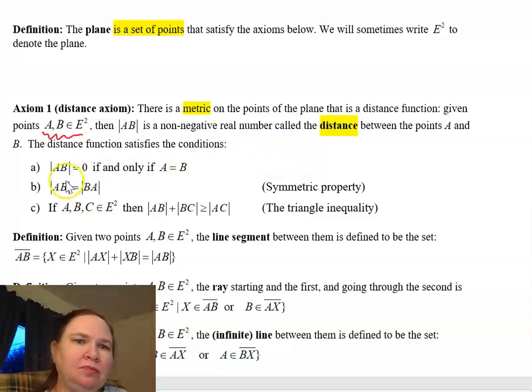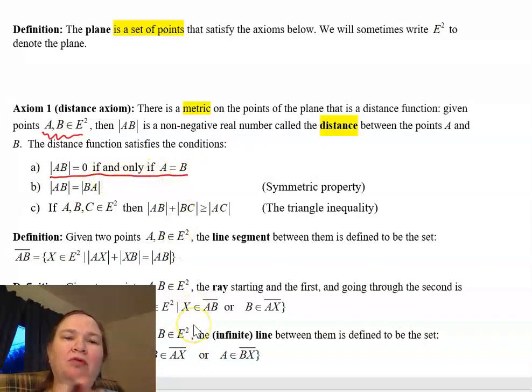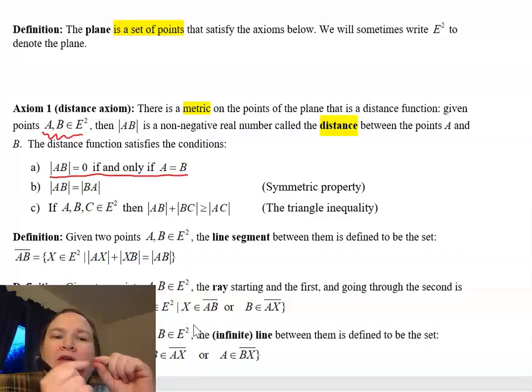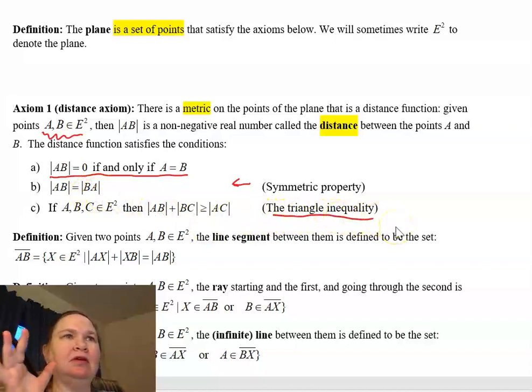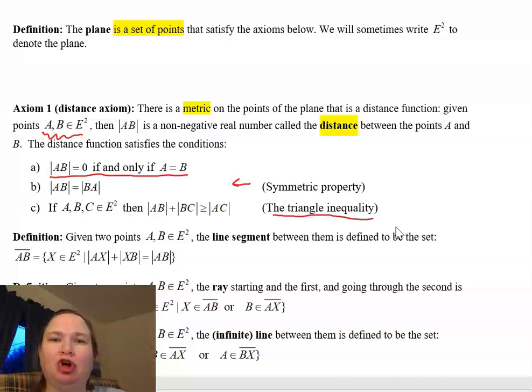So there's that first one. The distance from a point to itself is 0, and the only way to have a 0 distance is if they're the same point. This we're going to call the symmetric property, that the distance from A to B is the same as the distance from B to A. And this one has a name that pretty much all mathematicians will recognize.